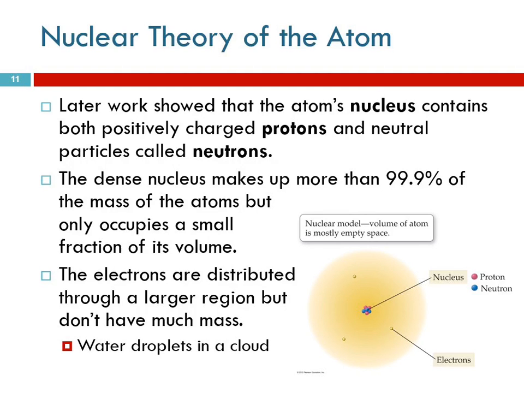Let's look at a picture of this. So here's an illustration. This is not to scale. Here's the nucleus. Inside the nucleus are the protons, and we'll talk about more of those in the next section. There's also neutrons in there. This is where almost all the mass of the atom is. And then out here are some little tiny electrons doing something. That dense nucleus makes up more than 99.9% of the mass of the atom. The electrons are occupying most of the space but have almost no mass.